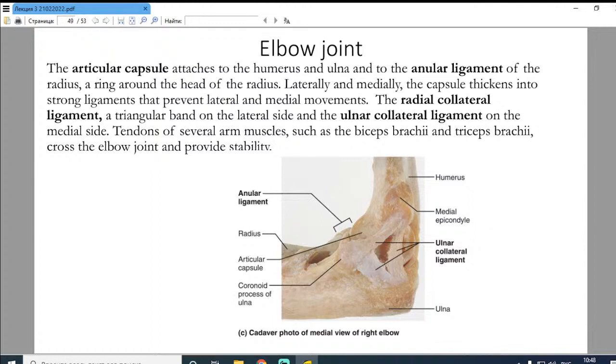This is the medial epicondyle, this is the annular ligament, the ulnar collateral ligament, this is the bone radius, this is the coronoid process of the ulna, this is the ulna, this is the olecranon process of the ulna.